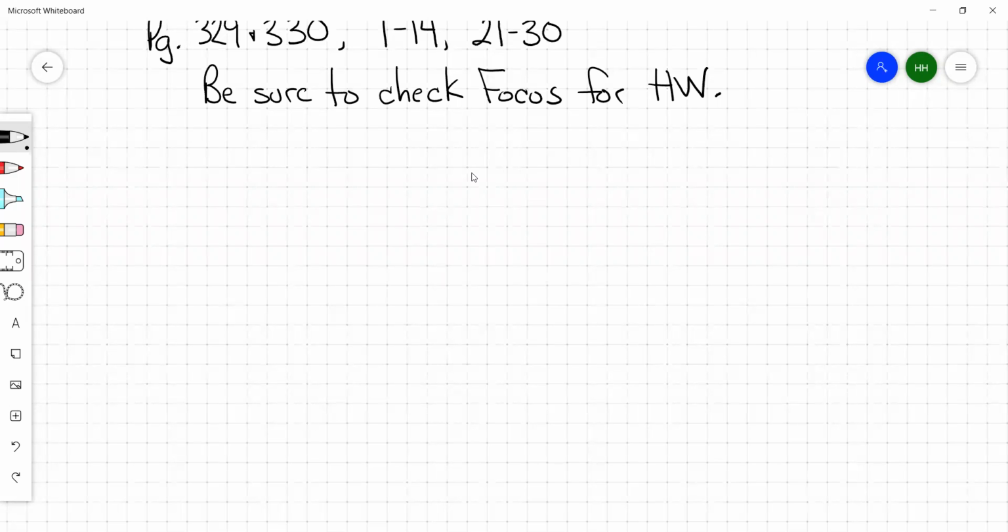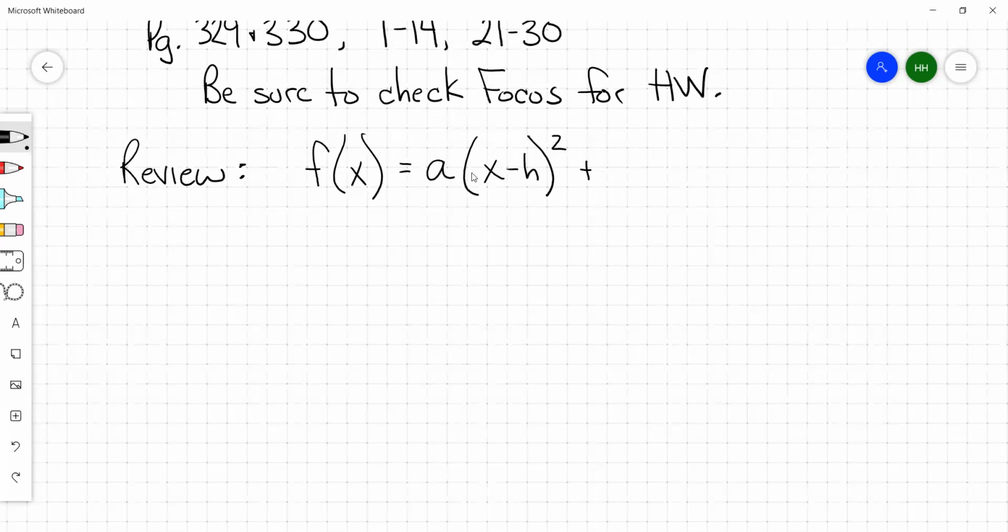First thing I want to do before we talk about today's lesson is review yesterday. Yesterday, we said that if you had a function in this form, you could use the information that was inside of the equation for the graph.